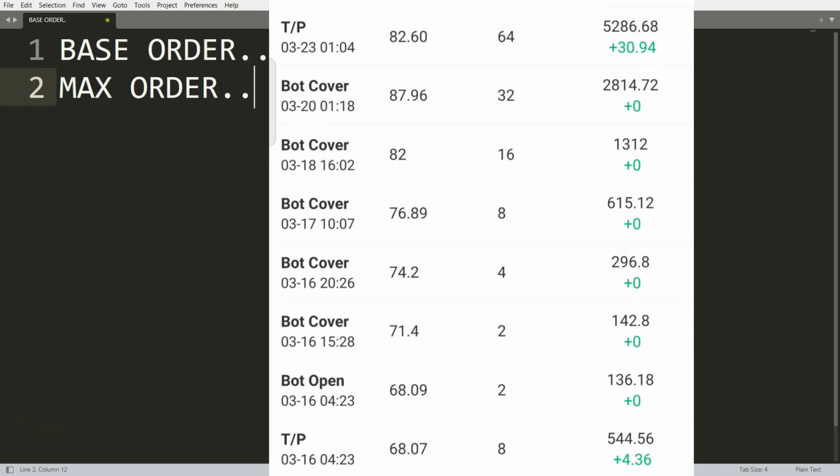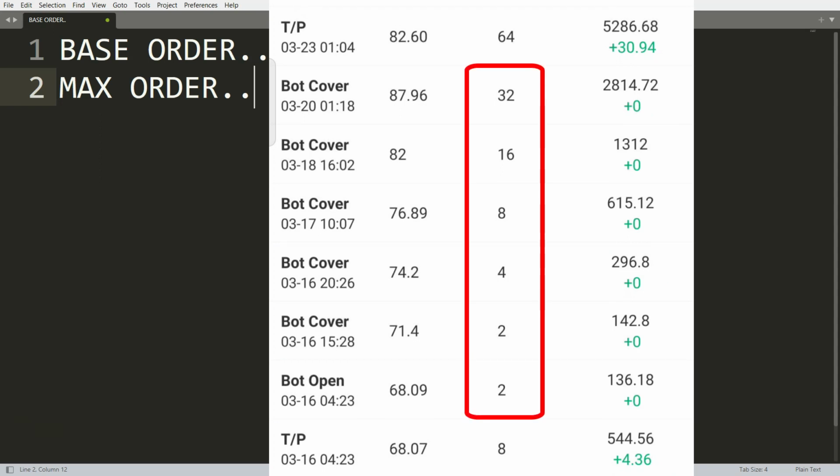So you can see it's quite a lot, guys. And you can see the amount of AVAX it used: 2 AVAX, 2 AVAX, 4 AVAX, 8 AVAX, 16 AVAX, lastly 32 AVAX. And we take profit on 64 AVAX, because 64 is coming from all of those AVAX combined.